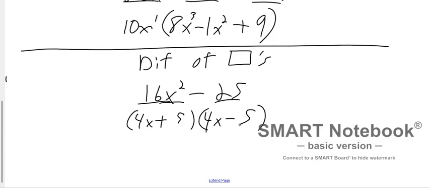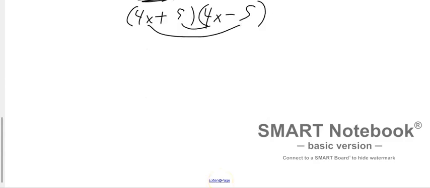And you can multiply this back out and see 4x times 4x gives me this. 5 times negative 5 gives me this. And when I multiply this, I get 20x, this negative 20x, and therefore they cancel, leaving me just the 16x squared minus 25. Okay?